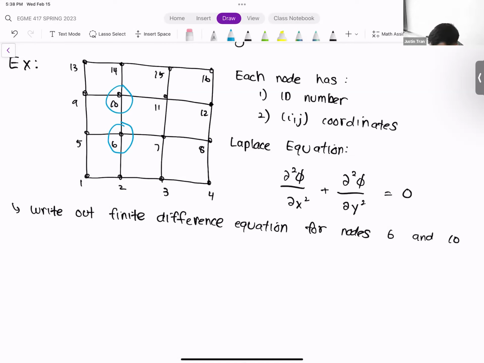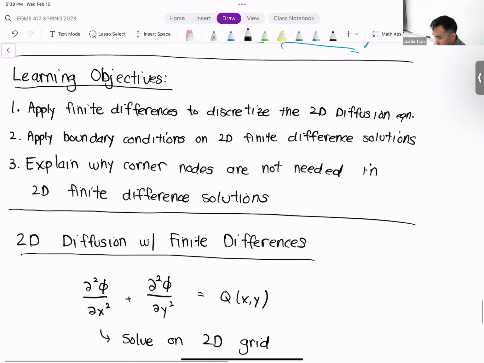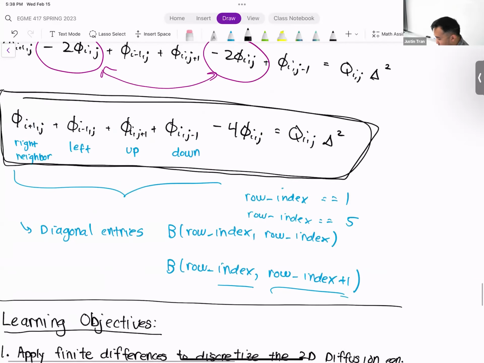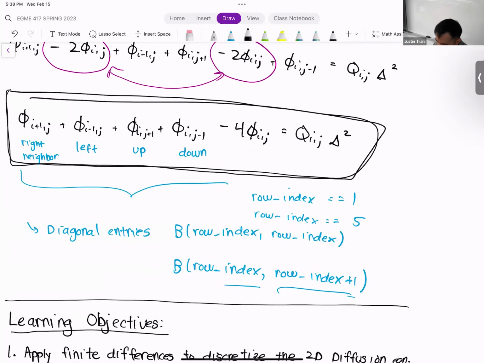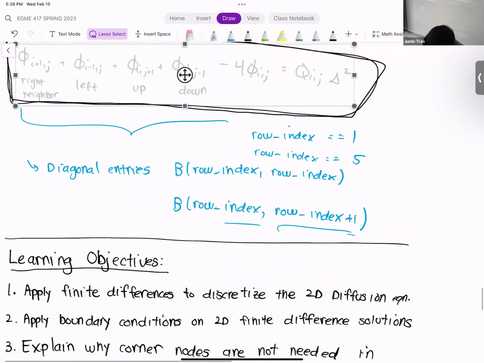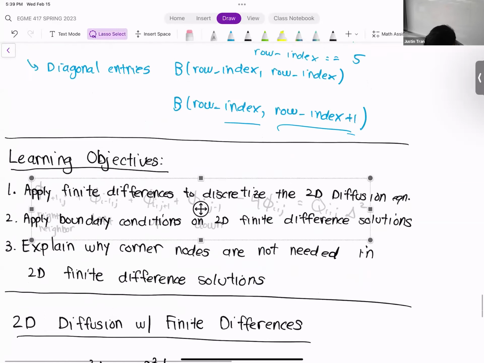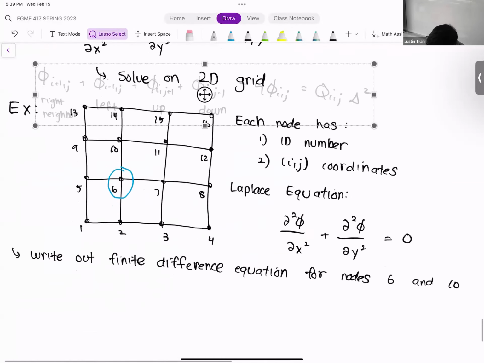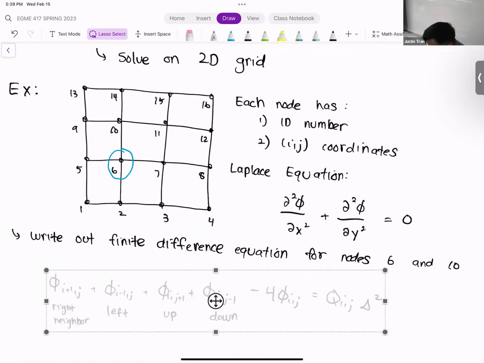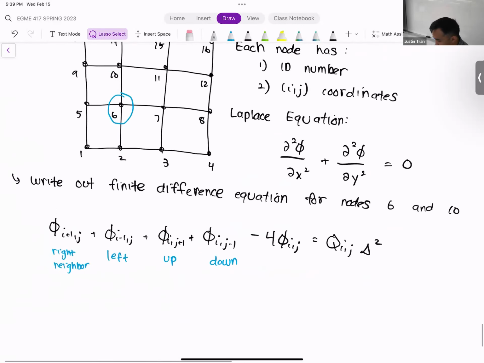All right, so let's start with node 6 actually. Let me just erase this. We want to write out the finite difference equation for this one. Let's scroll up just a bit here. When the problem asks you to write out the finite difference equations, basically it's asking you to apply an equation like this. So let me copy this down here. I don't know if this was faster or not, but whatever. So this is the finite difference equation.